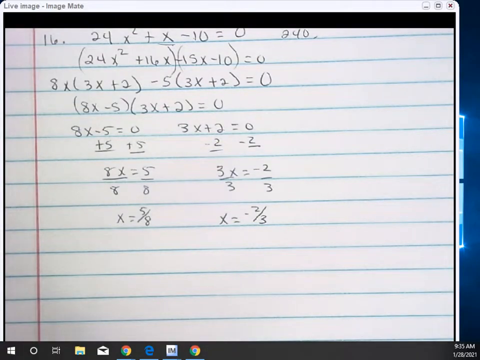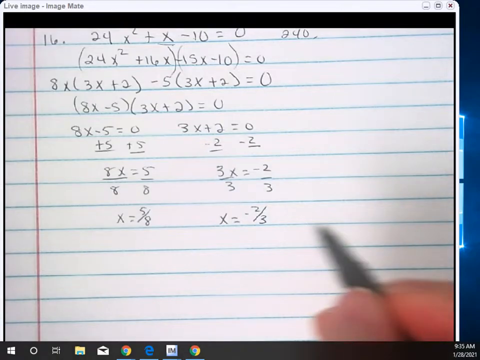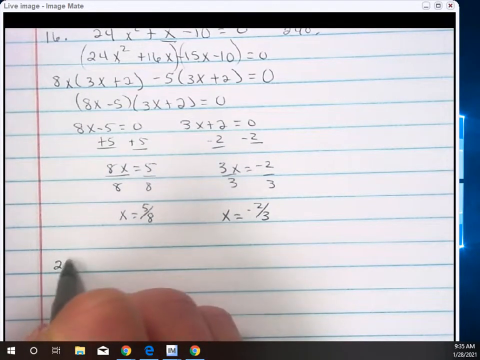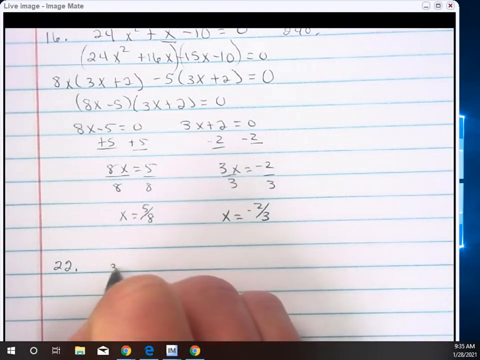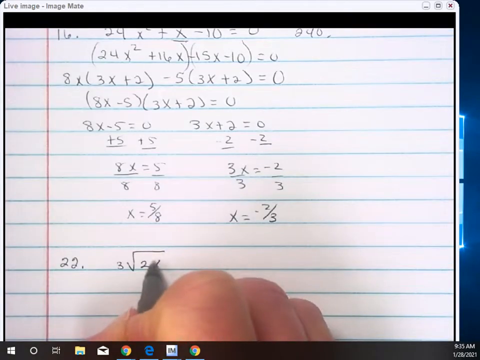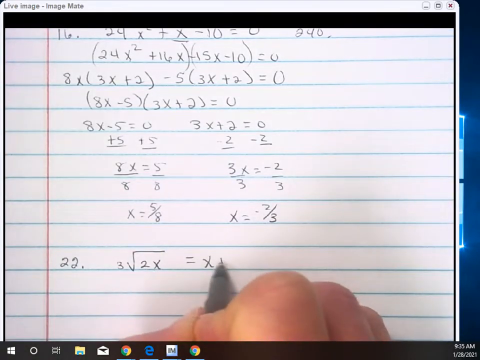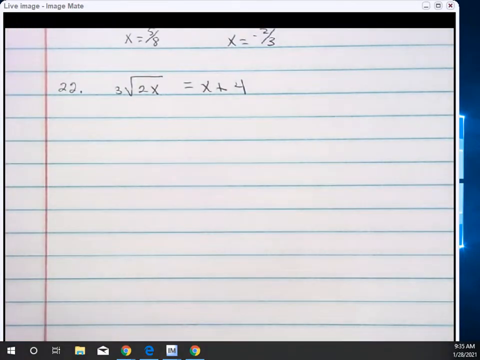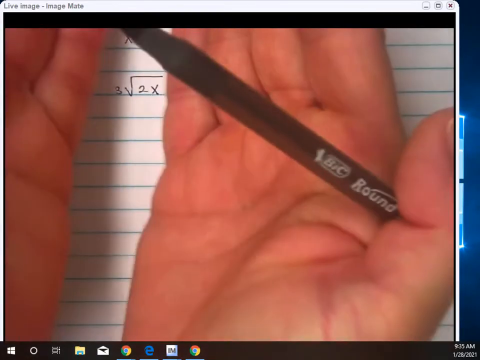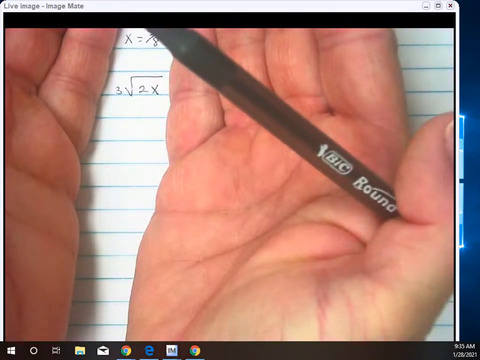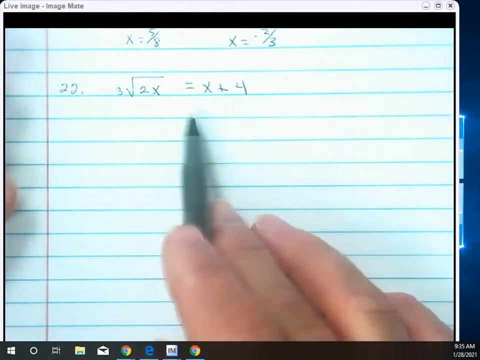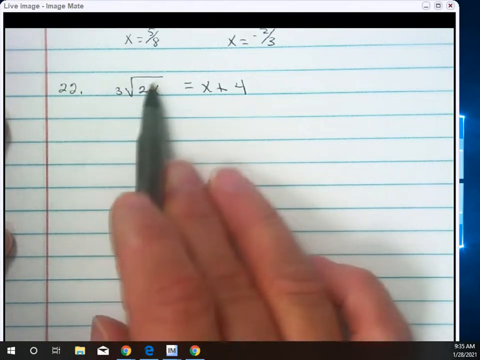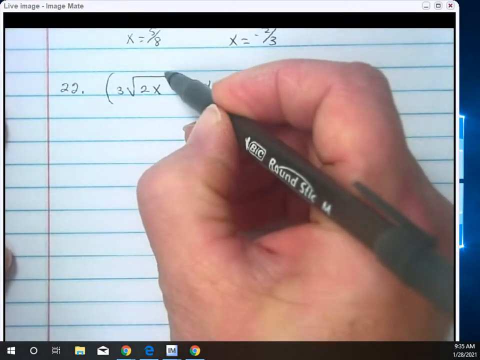Okay, so from 21 to 26, solve each radical equation. Don't forget you must check for potential solutions. Okay, so on problem 22, and we just had a test over solving radical equations. So remember, with radical equations, you have to have a radical on a side by itself. All right, so this is a radical multiplied by 3 equal to a number. So how do you get rid of the radical? Well, you would square both sides. So let me show you.